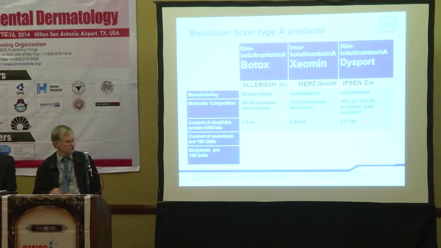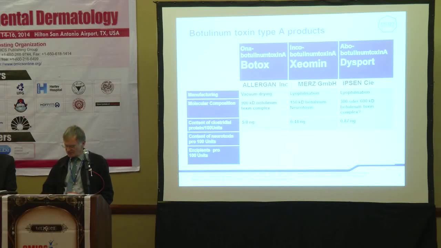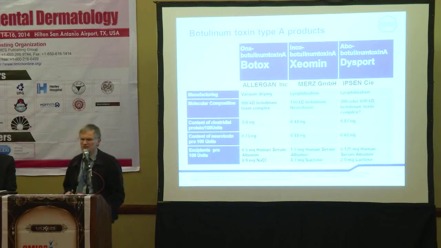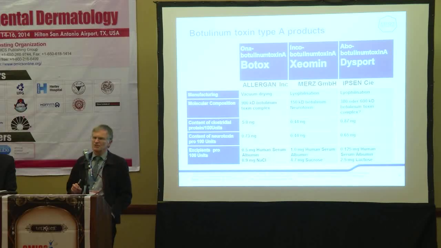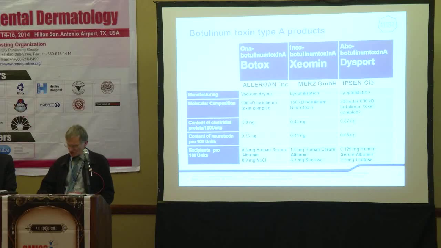What about the amount of Clostridial or bacterial protein which is injected into patients? That is also different. We will come to that later. There's also a difference in the amount of the neurotoxin protein which is injected. And what about the excipients? In all the formulations, we have human serum albumin, and there's a special reason for that. Because the amount of neurotoxin is so low, human serum albumin is used for stabilization of the neurotoxin molecules.